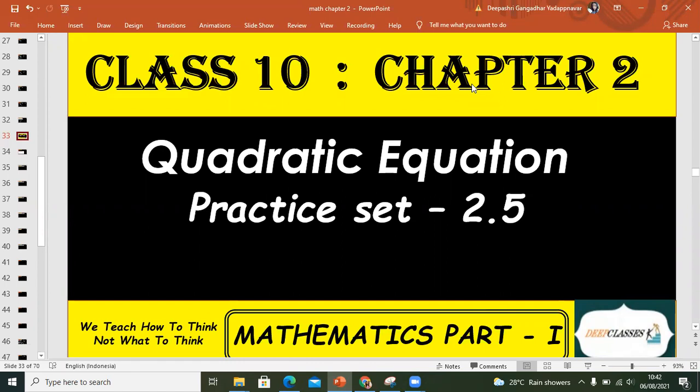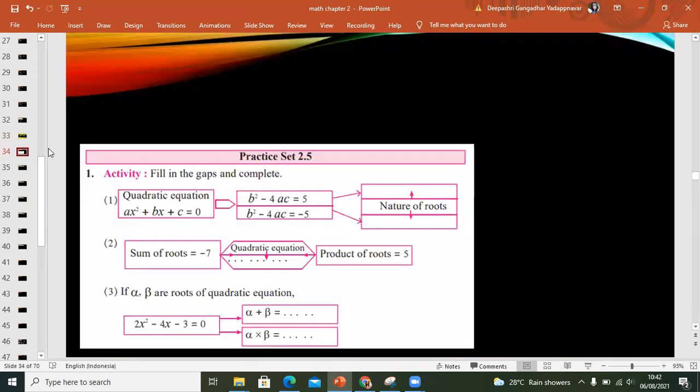Today we are going to solve questions from practice set 2.5. So let's begin with the exercise. Practice set 2.5. To solve this practice set, we should know some formulas, the basic formulas of quadratic equations, which we are going to use here in this exercise.